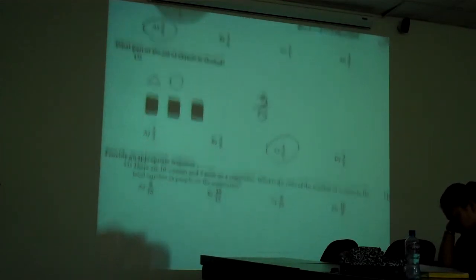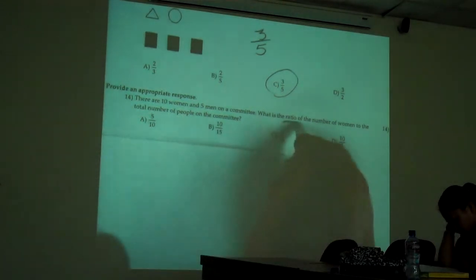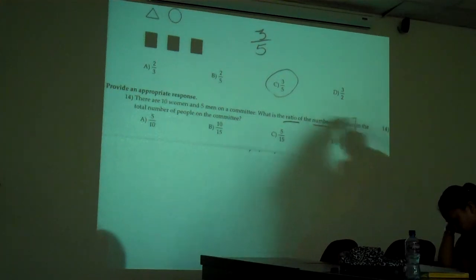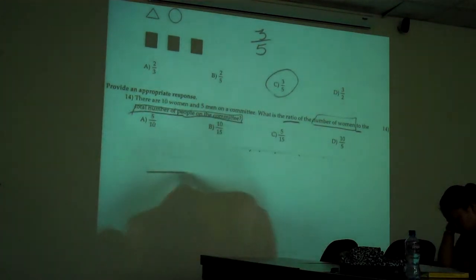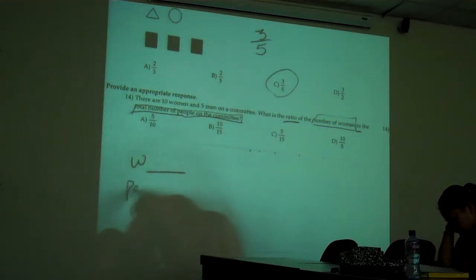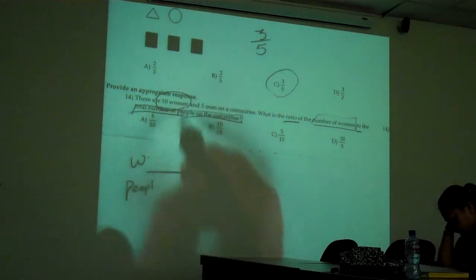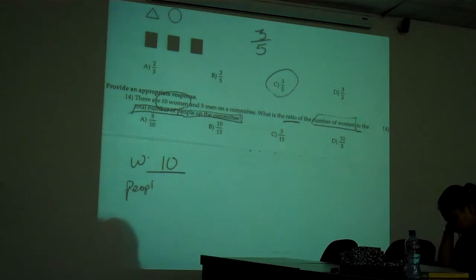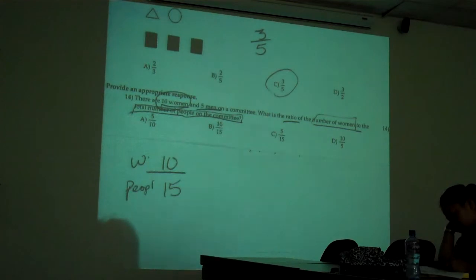Okay, on number 14, there are 10 women and 5 men on a committee. What is the ratio of the number of women to the number of people on the committee? Not women to men. Okay? So the women and the people. Women is on top, so how many women? 10 women. And how many people were there? 10 plus 5 is 15. Okay, so it didn't even reduce, that's just 10 over 15.